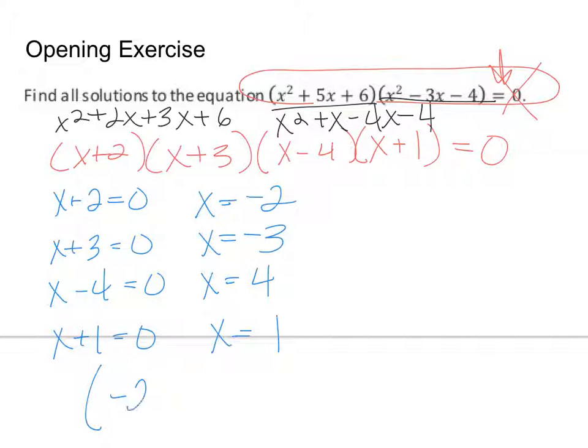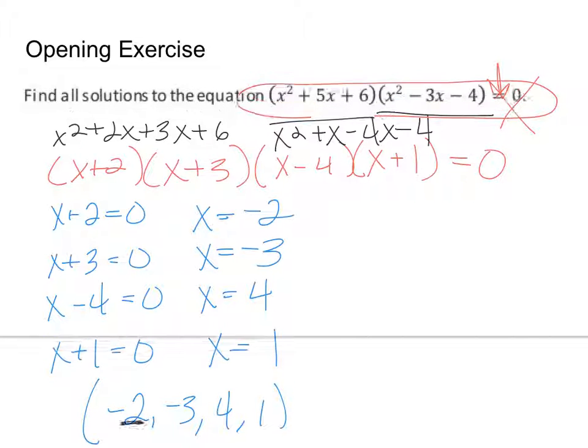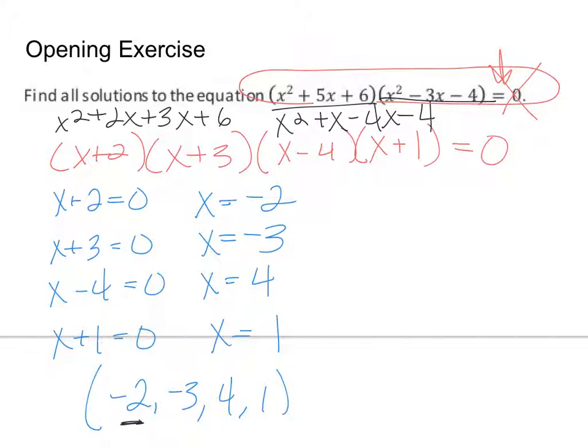-2, -3, 4, and 1. Okay, that means that I can put any one of those solutions into the original equation and it would be true. So let's try -2. Let's just try to put -2 in there. So I'm putting x equals -2 into this whole equation.